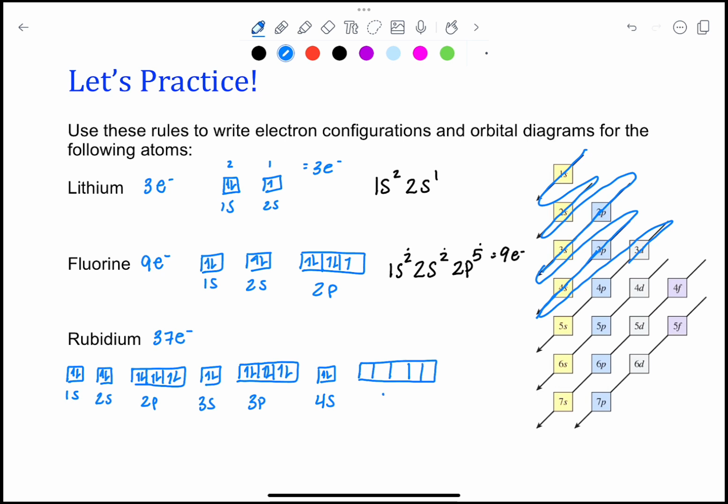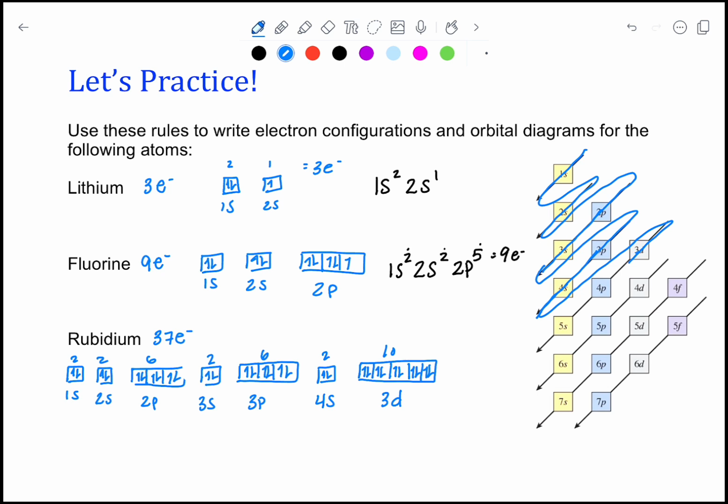Okay, so 5 boxes. There's my 3d. So we do 1, 2, 3, 4, 5, 6, 7, 8, 9, 10. So let's just see, how many electrons do we use? Well, that's 10. So that's 2 plus 2 plus 6 is 10. Then we have 2 plus 6, that's 18. That's 2, that's 20. And 3d has 10, so that's 30. So I now have 7 electrons left to do my orbital diagram.